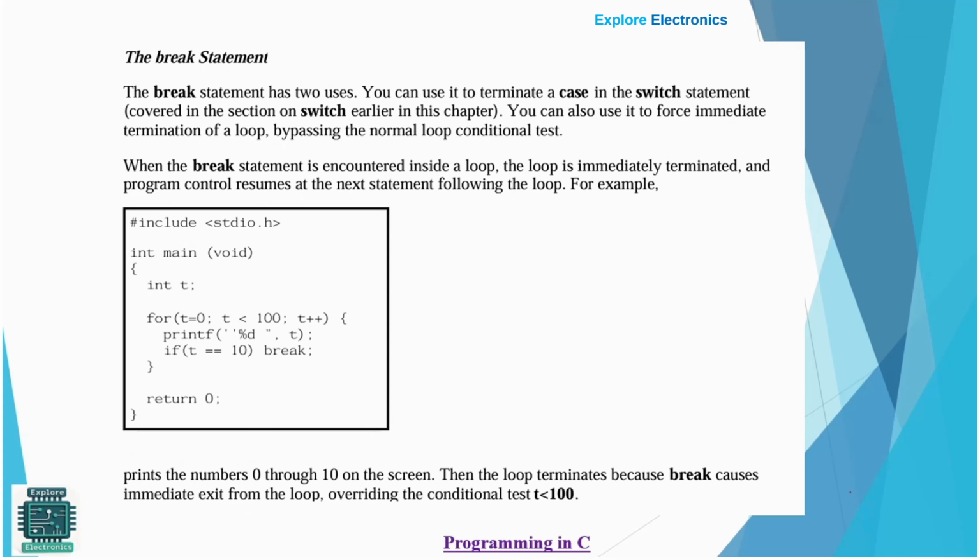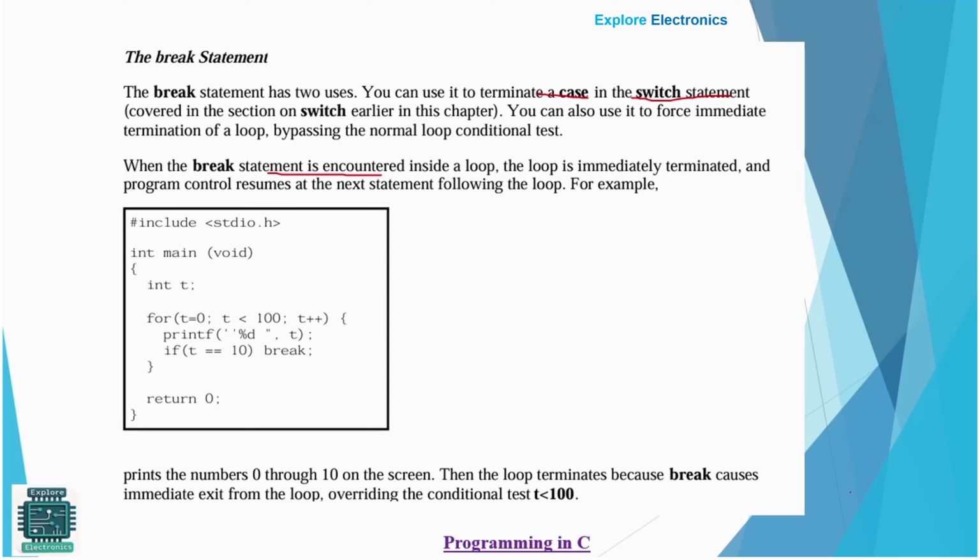The next statement is the break statement. Break has two uses. You can use it to terminate a case in a switch statement. In the previous video, I explained the switch statement, where you will see that after each case, break is mentioned. Then, when a break statement is encountered inside a loop, the loop is immediately terminated and program control resumes at the next statement following the loop. Here is an example.